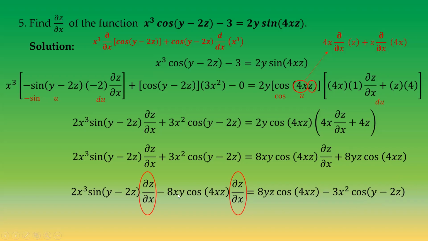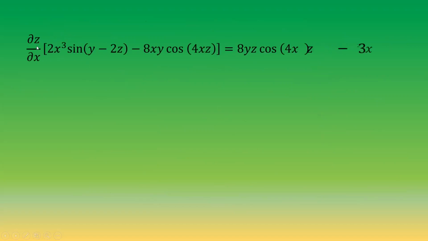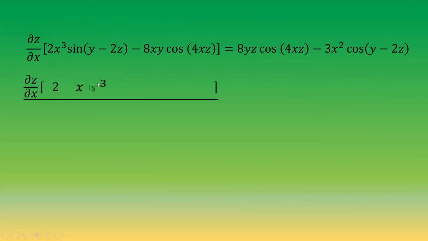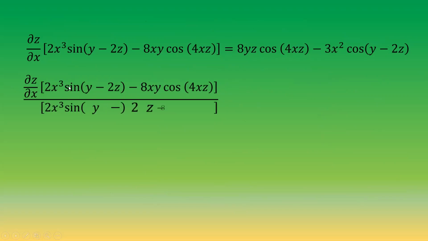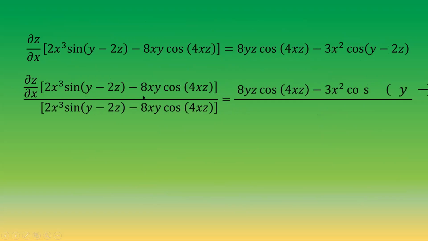Then again, ito ay common nilang dalawa. Pwede mo yung i-factor out. Kaya magiging dz over dx, ilabas natin yon times 2x cubed sine y minus 2z minus 8xy cosine of 4xz equals 8yz cosine 4xz minus 3x squared cosine of y minus 2z. Then we divide both sides by 2x cubed sine y minus 2z minus 8xy cosine 4xz. So yan ay makakancel.